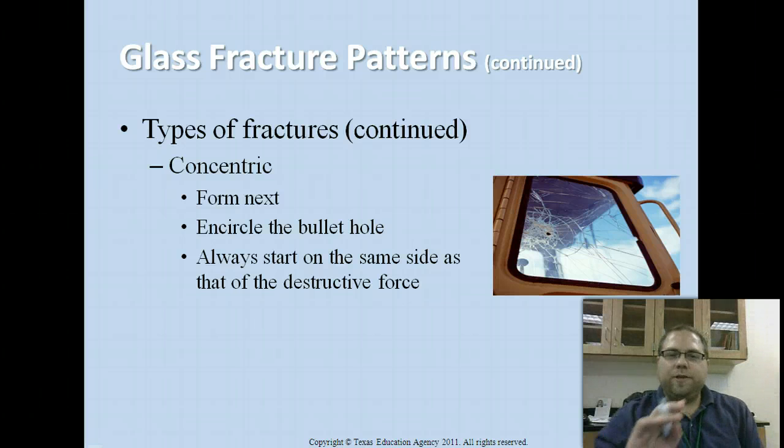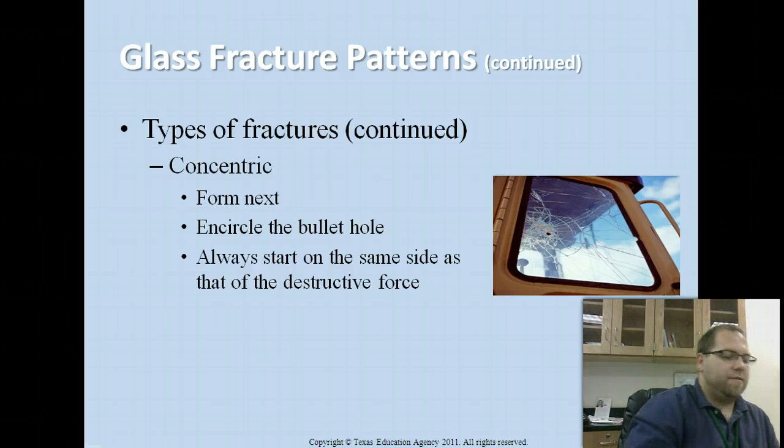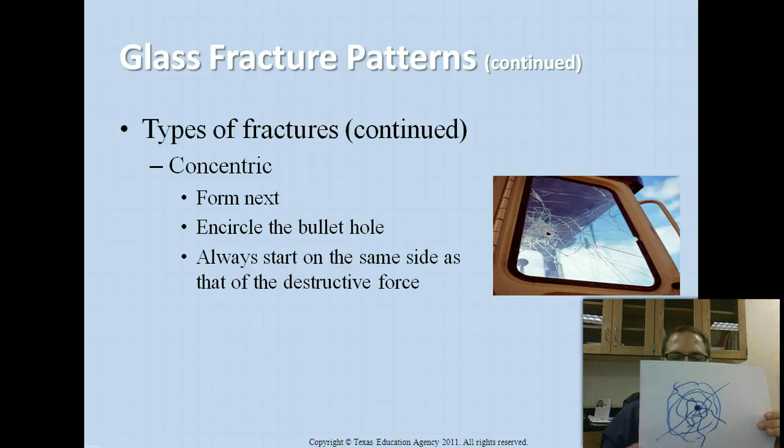Then what you have is concentric fractures. Think of circles. These all form and encircle the bullet hole. As the glass breaks, it starts to look like this. You have your radial fractures, then you have your concentric fractures. These are always on the same side of where the bullet went through, or wherever the force came from. Radial is on this side, and concentric is on this side of the glass.